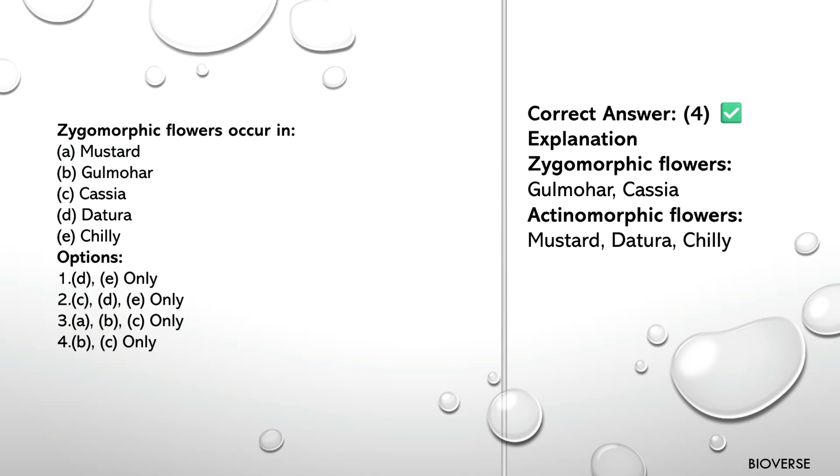Zygomorphic flowers occur in A. Mustard, B. Gulmohar, C. Cassia, D. Datura, E. Chili. Options: D and E only, C and D and E only, A, B and C only, B and C only. Correct answer: 4. B and C only. Explanation. Zygomorphic flowers: gulmohar and cassia. Actinomorphic flowers: mustard, datura and chili.